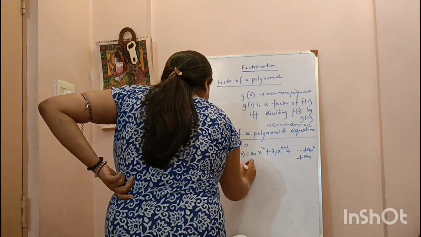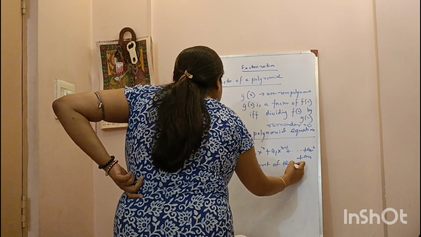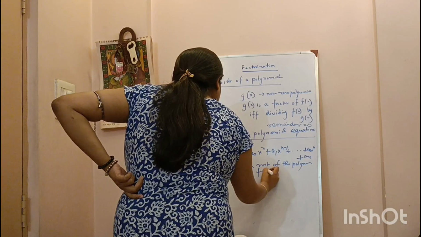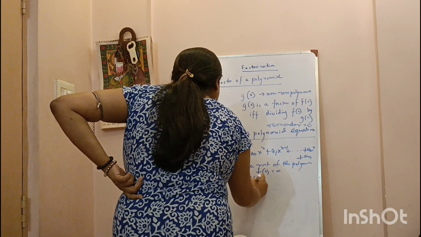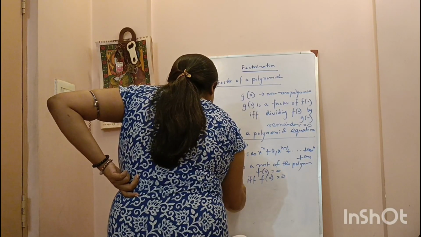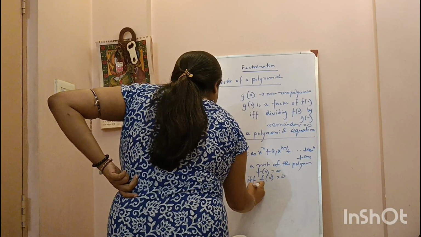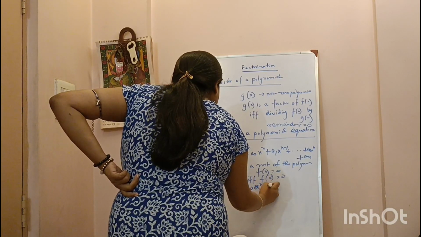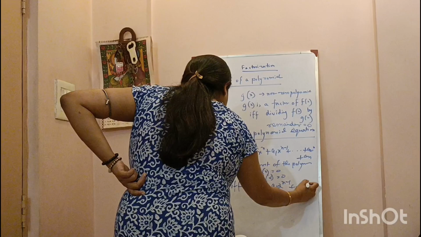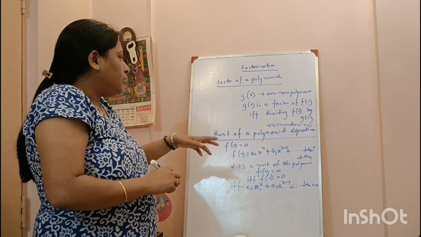Alpha is a root of the polynomial f(x) = 0 if and only if f(alpha) = 0. That is, a0 alpha^n + a1 alpha^(n-1) + etc. + an = 0. So what is a root of a polynomial equation?